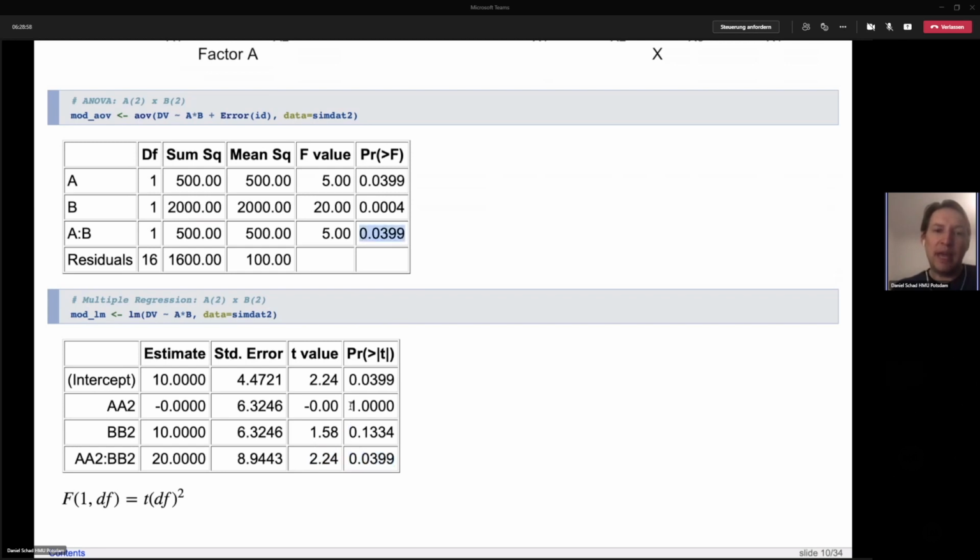But when we look at the main effects, we can see that these are very different. Factor B had a strong effect up here. Here it doesn't have an effect. So 1.5 squared is certainly not 20. And factor A was also significant up here. It's not significant at all. And a t value of 0 squared does not give 5. So what is going on here? Why are we not testing the main effects? So the interaction seems to be fine, but what's going on with the main effects?